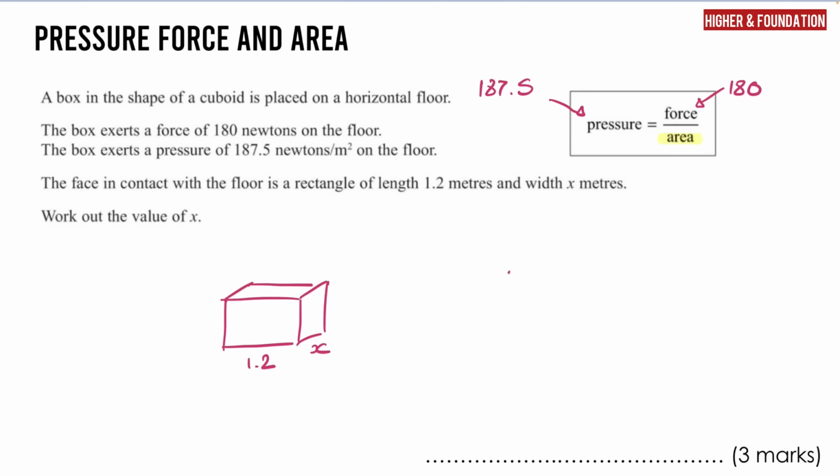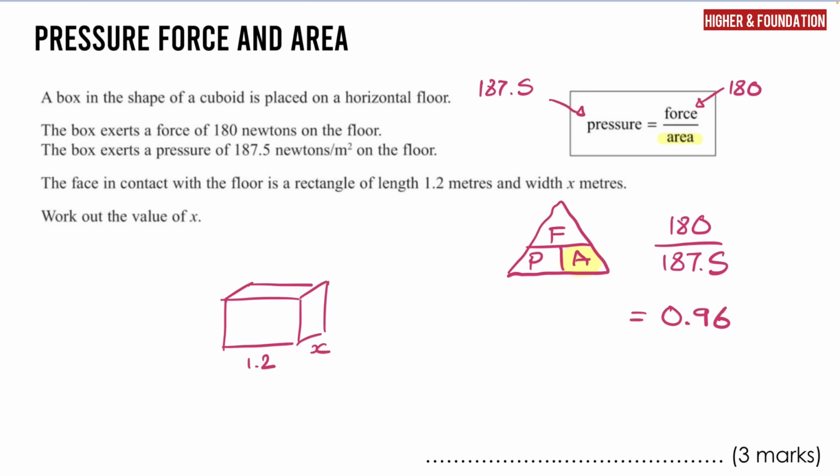Now you can write the formula into a formula triangle like we did with speed and density. Pressure, force and area. Now if you want to work out the area, cover up the A, and it's force divided by pressure. So the force is 180, the pressure is 187.5. So we can type that into our calculator. That's going to give us the area, 187.5 on the bottom. It gives us a total area here of 0.96. Now the units are in metre squared, so that's metre squared.